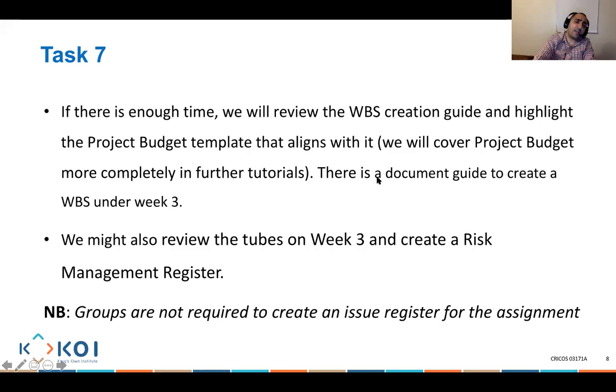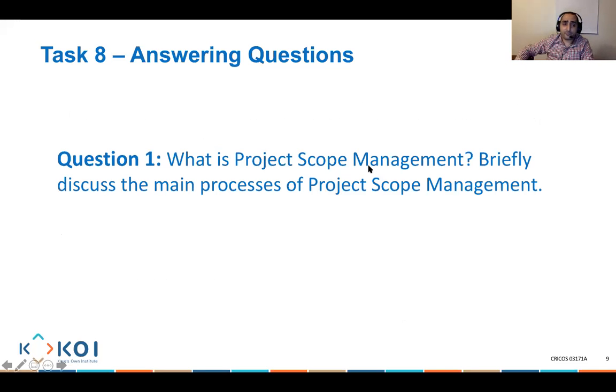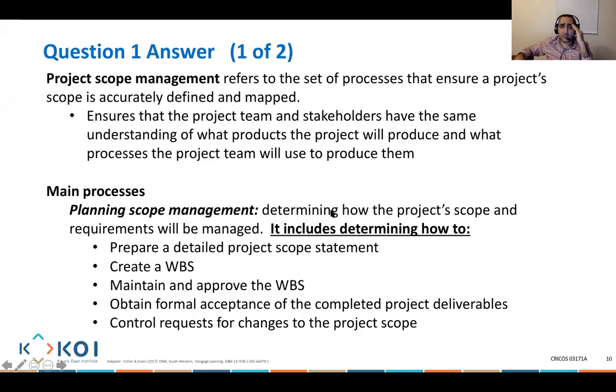Now, before I come back to this task, I want to go to task number 8, which is about answering the questions. For anybody who didn't come to the lecture today, it's a summary. There's much more that I've developed today in the lecture, but I'll mention a little bit here. What is project scope management? Briefly discuss the main processes of project scope management. We spoke about 6 processes relating to project scope management. Scope management is about setting the processes to ensure that the project scope is accurately defined and mapped.